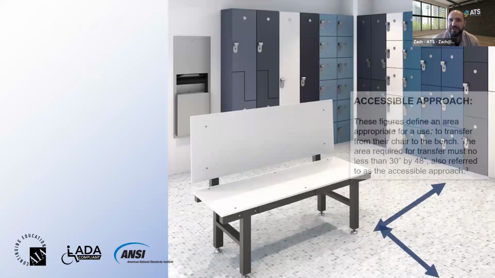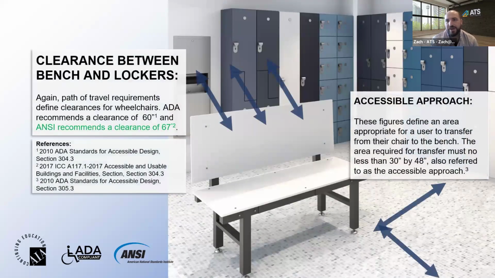I guess that's why the location matters so significantly in these, right? You're going to see most accessible benches are going to be up against the wall for cost savings, but also to provide a front or side access that's going to comply. Yeah, so it's very important to mention the accessible approach. You have to provide an area for transfer, and this area should not be less than 30 inches by 48 inches.